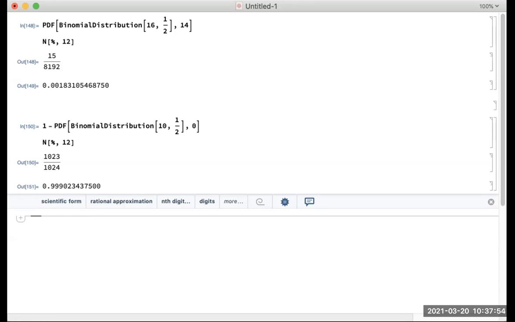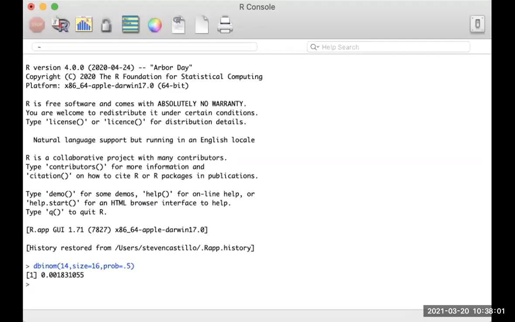Let's do R. So let's do the complementary event. So 1 minus binomial. I don't want any successes. And the size is 10. And the probability of success is 0.5. 0.9990234.